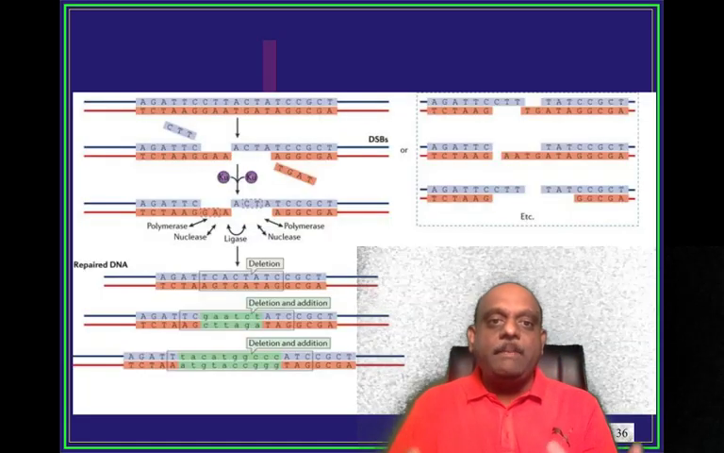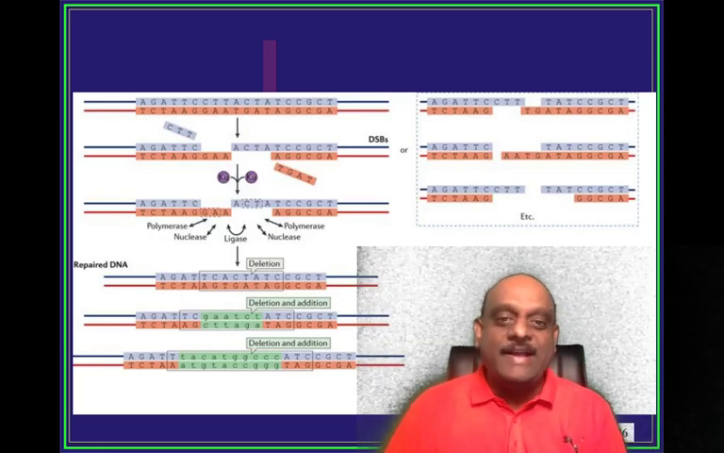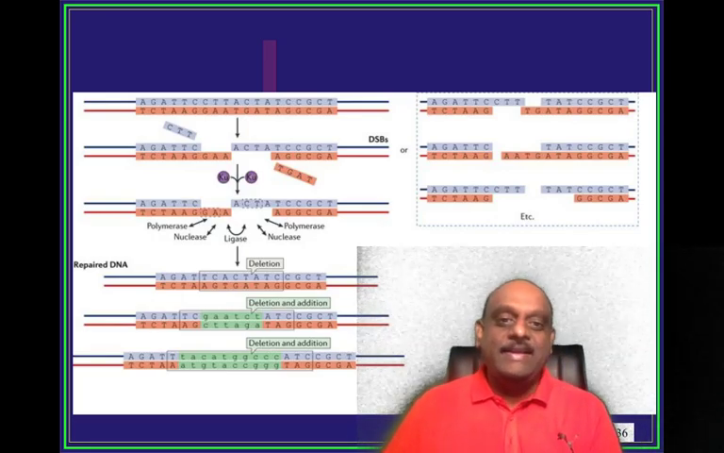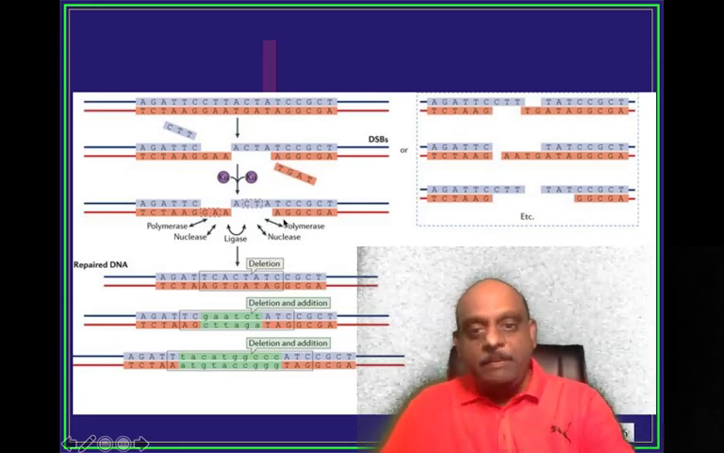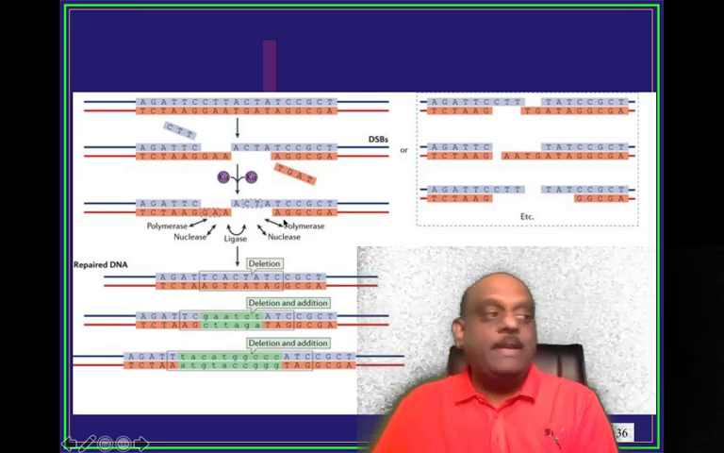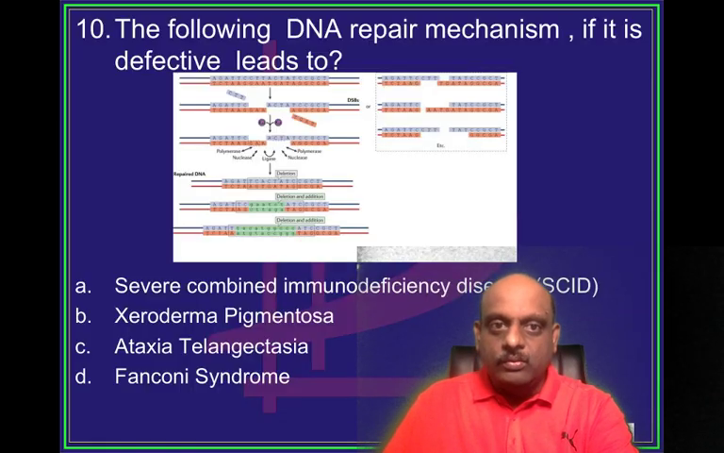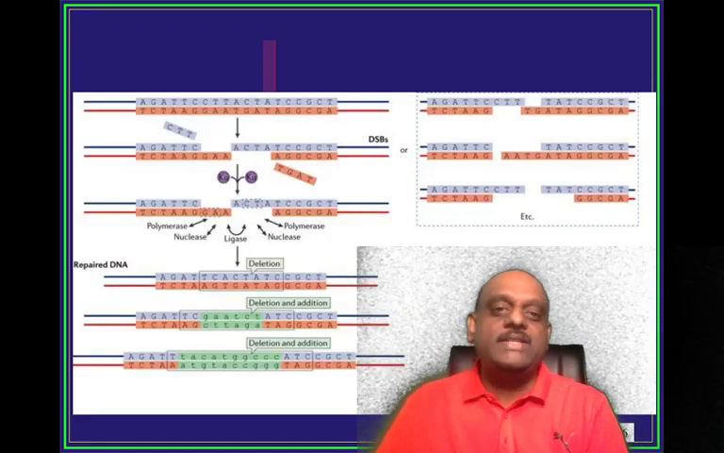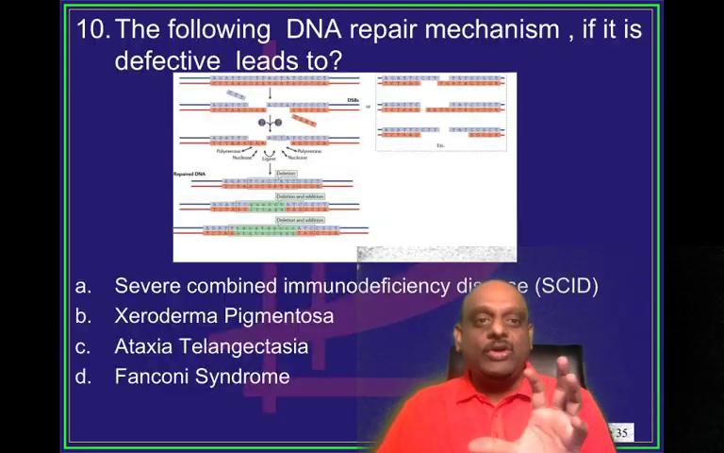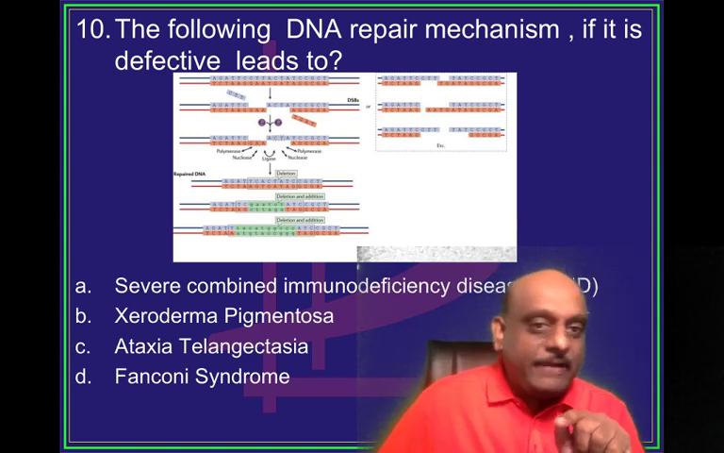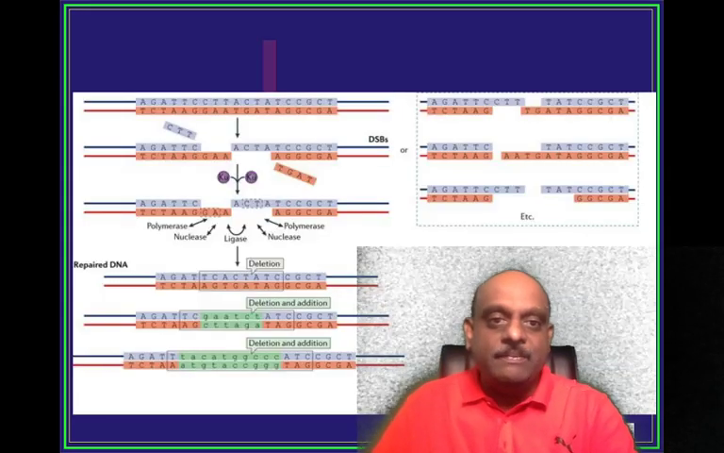Now doc, question number 10. This is a DNA repair mechanism which is being shown. It is not so easy to answer. There is a repair happening. If this particular repair mechanism is affected, what is the repair mechanism used here which is affected? That you should be able to answer. If you know that, you will answer this. Any defect of this type of repair mechanism, it is a DNA repair mechanism.